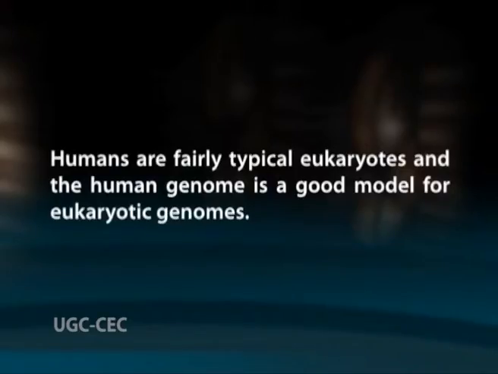Humans are fairly typical eukaryotes and the human genome is a good model for eukaryotic genomes. All of the eukaryotic nuclear genome is divided into 2 or more linear DNA molecules, each contained in a different chromosome. All eukaryotes also possess smaller circular mitochondrial genomes. The only general eukaryotic feature that is not illustrated by the human genome is the presence in plants and other photosynthetic organisms of a third genome located in the chloroplast.